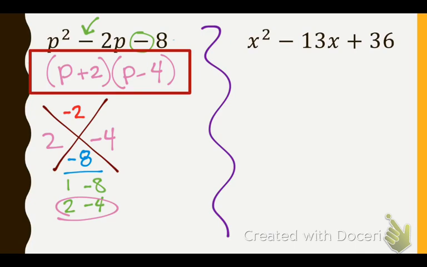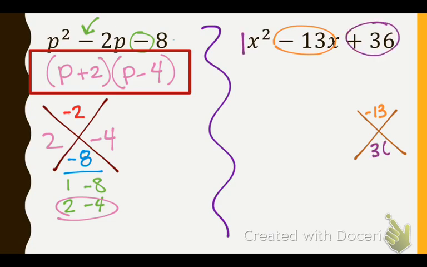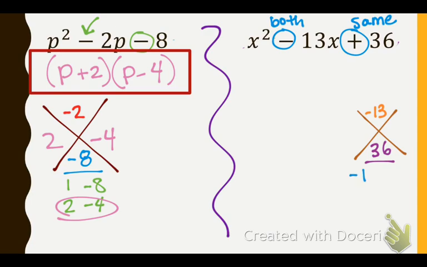Our second set, we're going to draw up an x. Our middle term is negative 13. And our a times c, so a is 1, times c is 36, so 36. Keep in mind what our signs will be. Since our second sign is positive, that means they're going to be the same. And since our first sign is negative, that means they're both negative. So same and both negative.